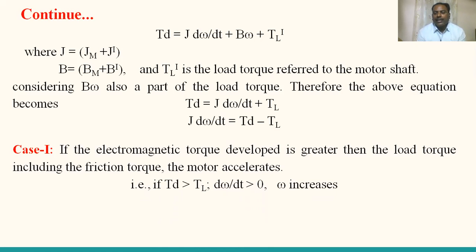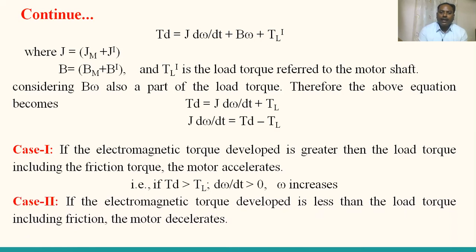Obviously, the speed increases. Similarly, in case 2, if the electromagnetic torque produced by the motor is less than the load torque, what will happen? The motor decelerates, meaning the speed decreases and it is going to stop. This is the case when TD is less than TL and dω/dt is less than 0, so ω decreases.